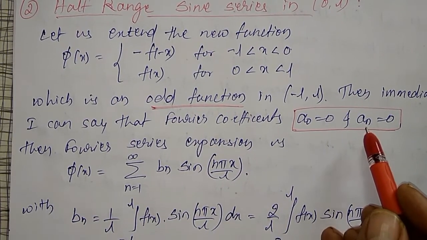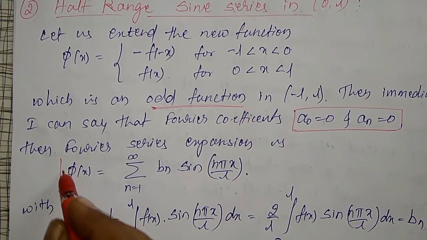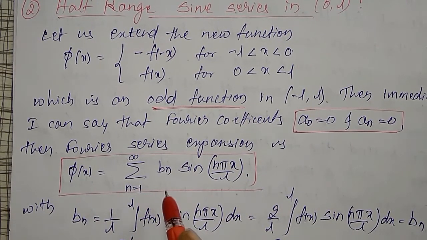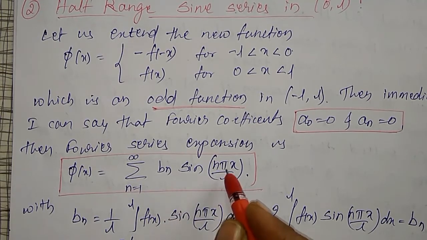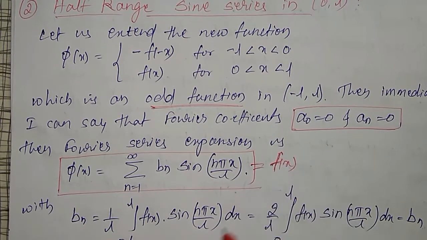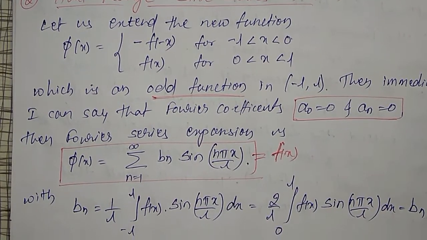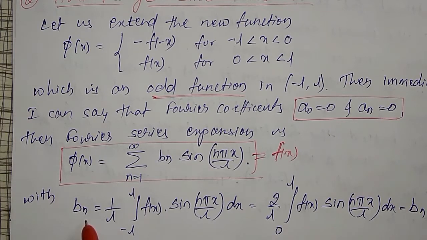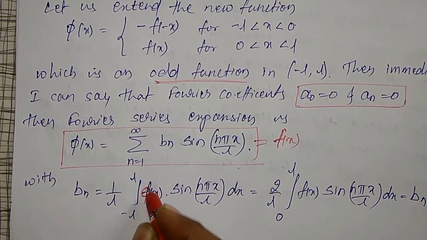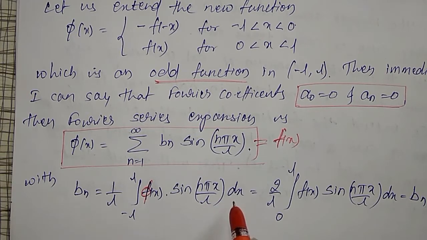Then the Fourier series expansion will become phi of x is equal to summation n equal to 1 to infinity bn into sin n pi x by L, which is also equal to f of x. Correct? Then what is my Fourier coefficient? bn will remain. That bn is defined previously as 1 by L integration from minus L to plus L, again this is phi of x into sin n pi x by L dx.